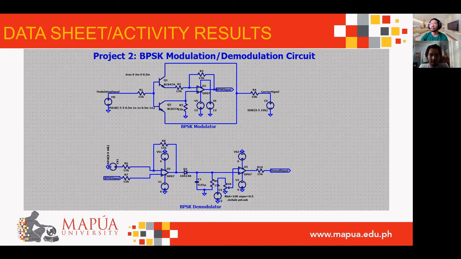Then for the demodulator circuit, the output BPSK signal from the modulator circuit is fed into the demodulator circuit along with a carrier signal, which is inputted into an op amp. This is the first stage, as discussed earlier, where the original signal is being recovered. Then it is fed into the second stage of the circuit, where the binary signal is being recovered, as discussed earlier. Then the output is the modulating signal.